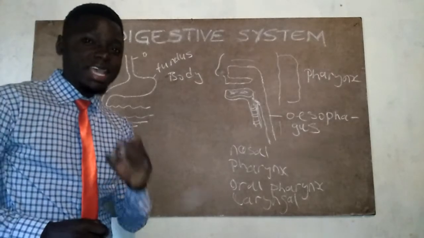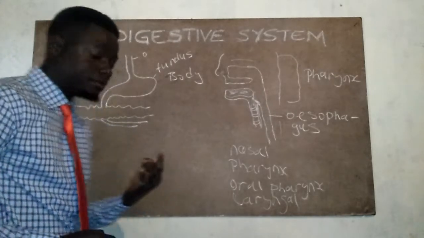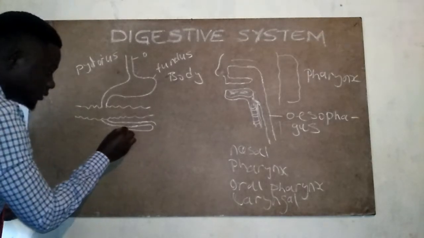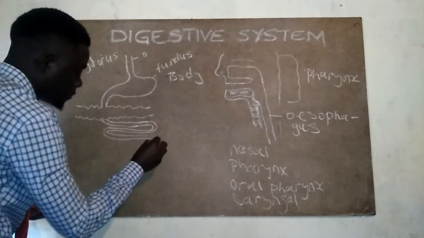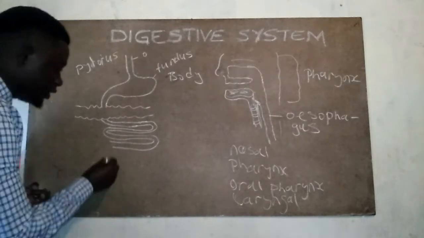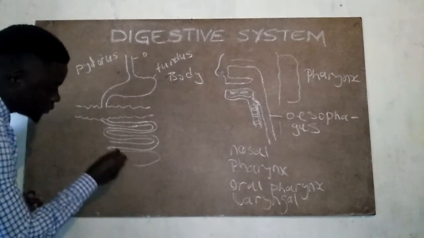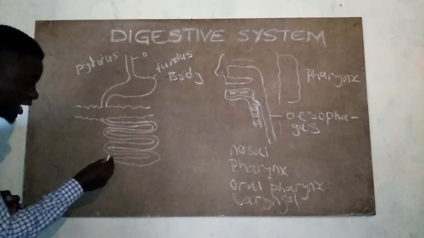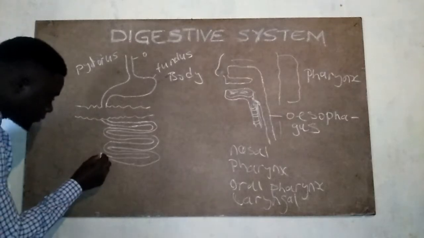The small intestine is in three parts. There is the duodenum, the jejunum, and the ileum. Duodenum, jejunum, and ileum. And this is going to take food to the large intestine. And the first part of the large intestine is called the cecum.